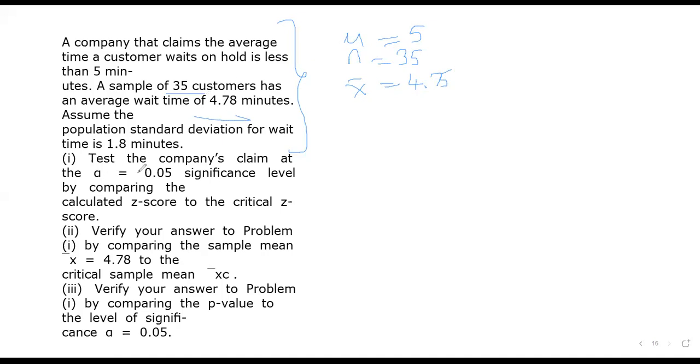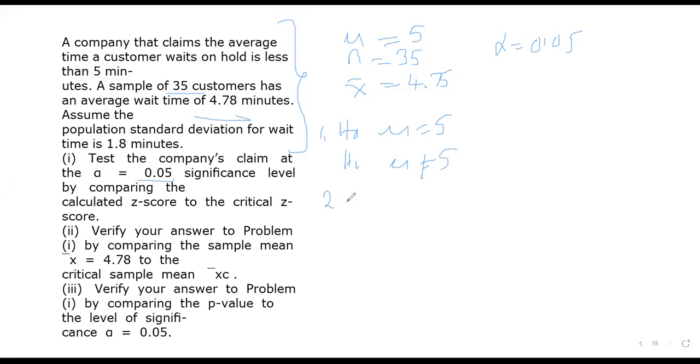But alpha is 0.05 significance. All right, so let's test at 0.05. Let's take step one, the hypothesis. What's the hypothesis? Mu is equal to what? 5. Alternative, mu is not equal to 5.